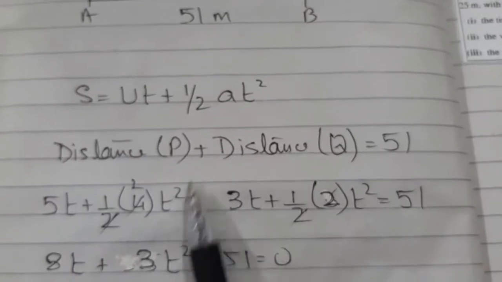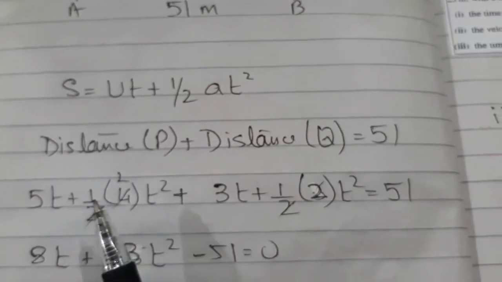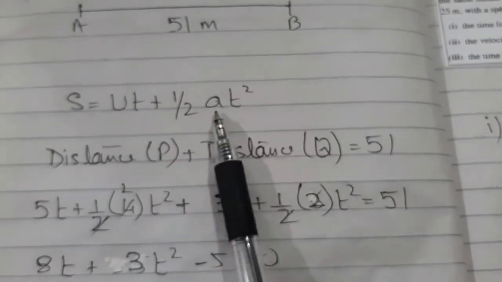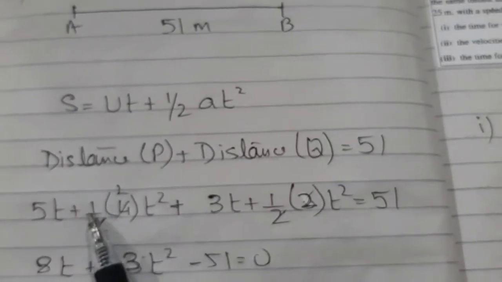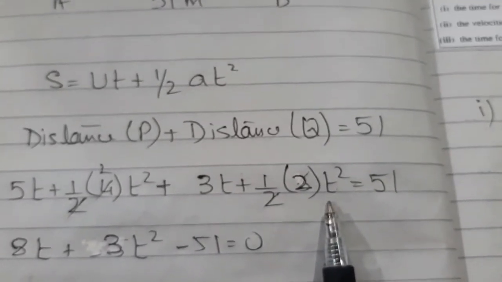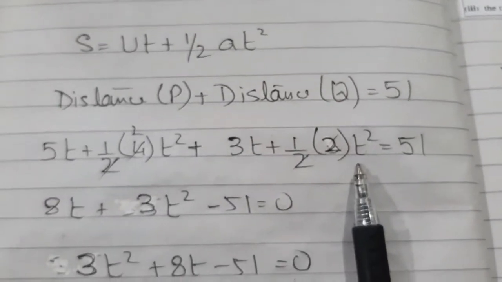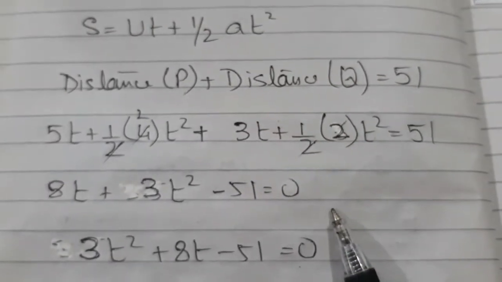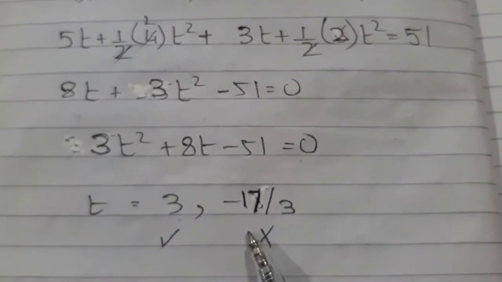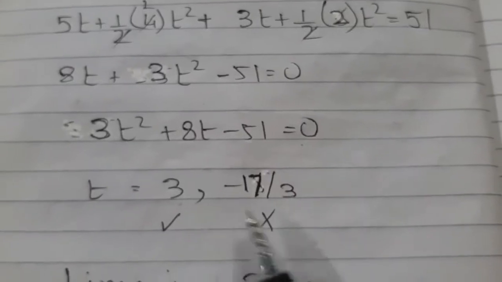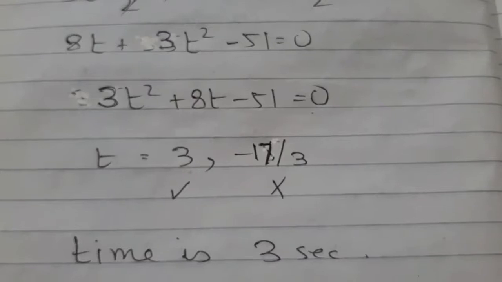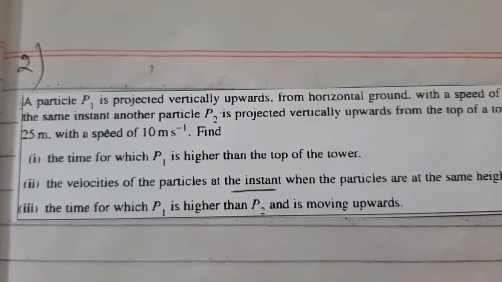Then I am plugging in the values here. Simply 5t plus half a, which is 4. I'm simply substituting the values for P and Q which are given to me in the question, and it helps me get a quadratic equation in terms of t. When I solve it, I get 3 and minus 17.3. Negative time is not possible, so it is 3 seconds when both the objects will meet on the way.